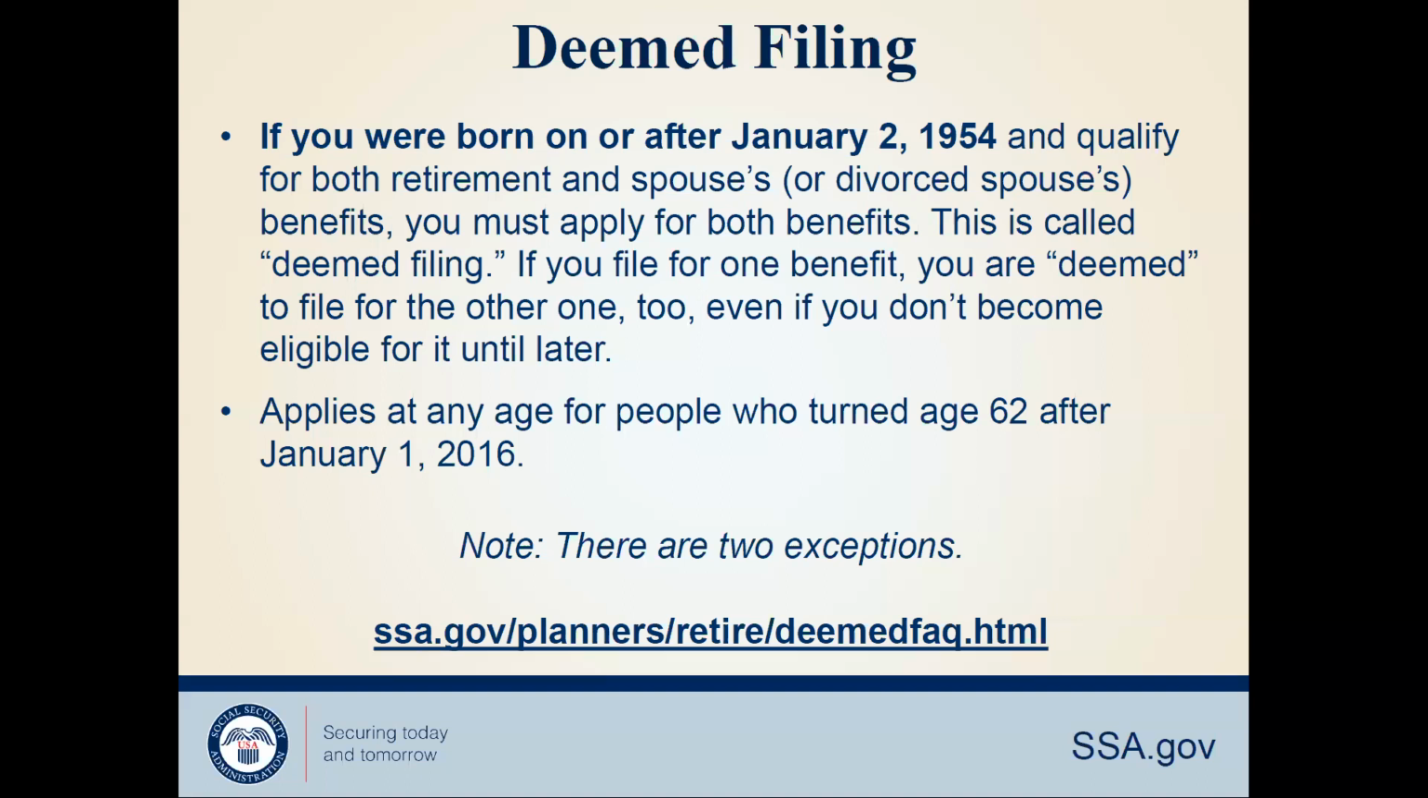The first change in the law says that now, if you become eligible for Social Security benefits both as a retiree and as a spouse or divorced spouse, and you want to go ahead and claim your benefits, you must file for both benefits. This is called deemed filing, and it is used to apply only prior to full retirement age. Based on the law change, deemed filing now applies at any age for people who turn 62 after January 1st, 2016. However, there are 2 exceptions to the deemed filing provision.